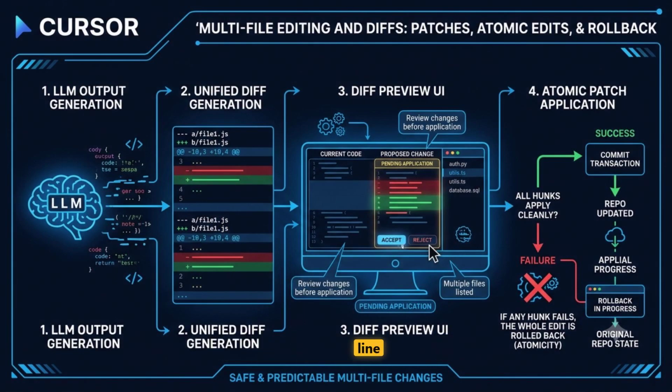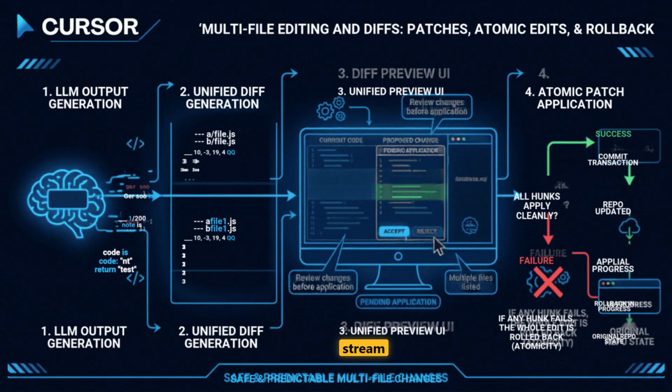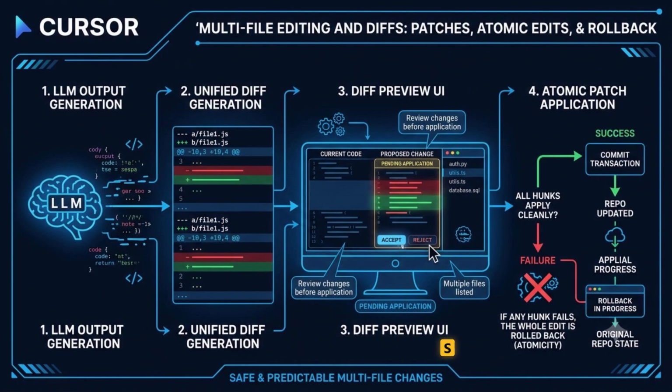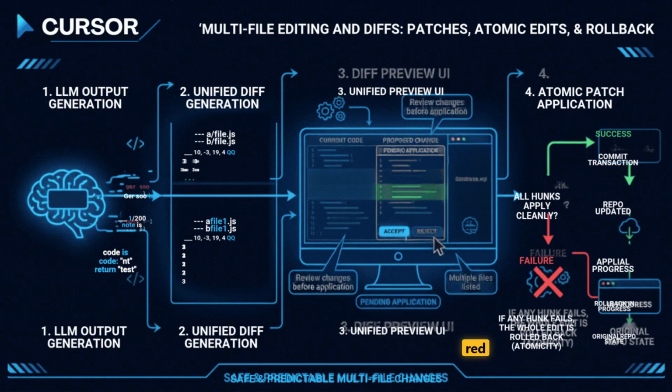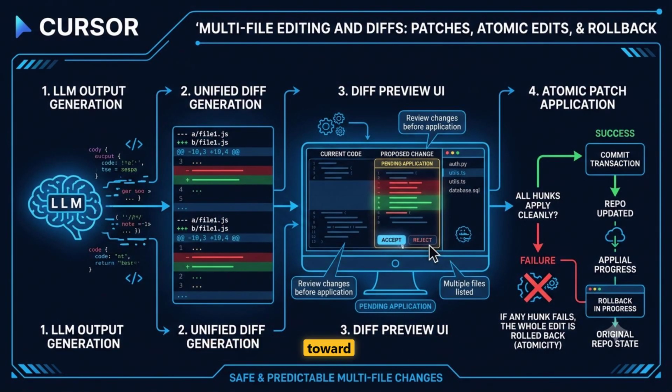Follow the blue line to step 2, Unified Diff Generation. Here, a custom Cursor binary parses that raw JSON stream and builds a valid unified diff. The specific a.js and b.js patches shown here, instantly isolating the added green lines and removed red lines before the user ever sees them. Trace that path toward the right into the center monitor.